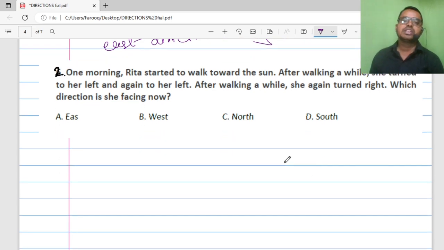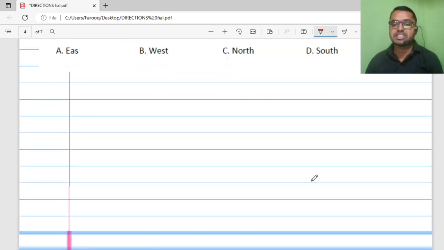One morning, Rita started to walk towards the sun. After walking toward the sun means what? The sun rises from the east direction. That is what towards the sun we can say.